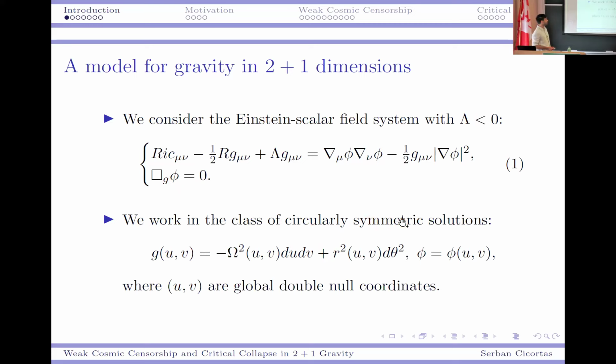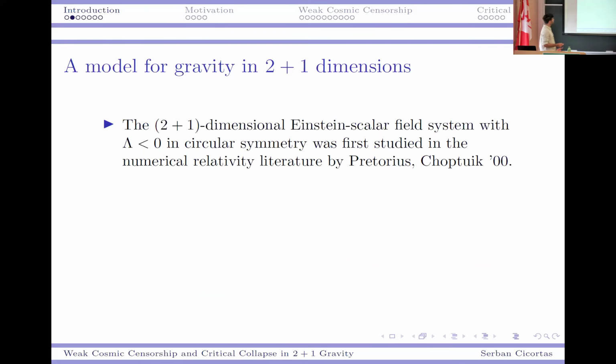For these, you always have global double null coordinates u and v, with respect to which the metric takes this form: minus omega squared du dv plus r squared d theta squared. Everything, so the lapse, r and phi, are all functions of u and v. This is the symmetry class that we're working in. This model was actually first studied in the numerical relativity literature, in work of Pretorius and Choptuik that I'll talk about more very soon.